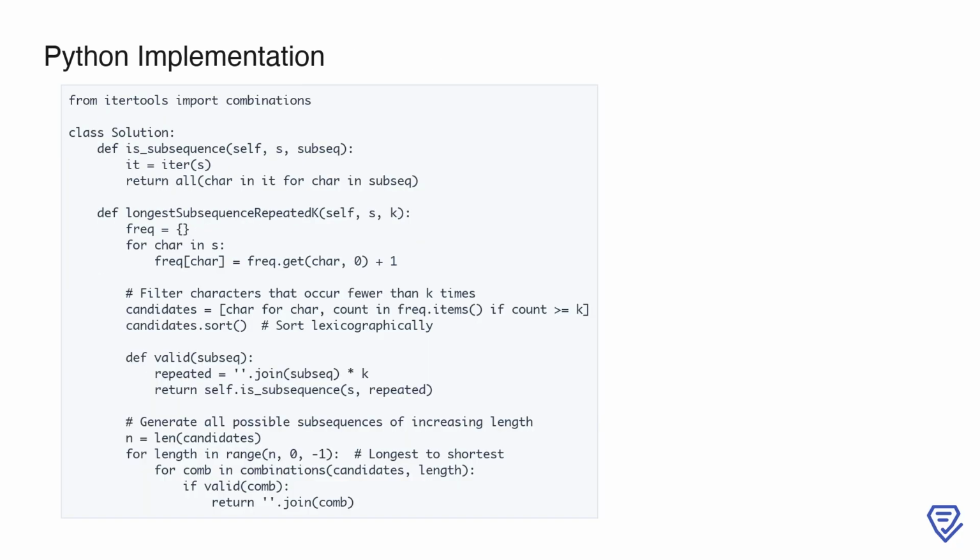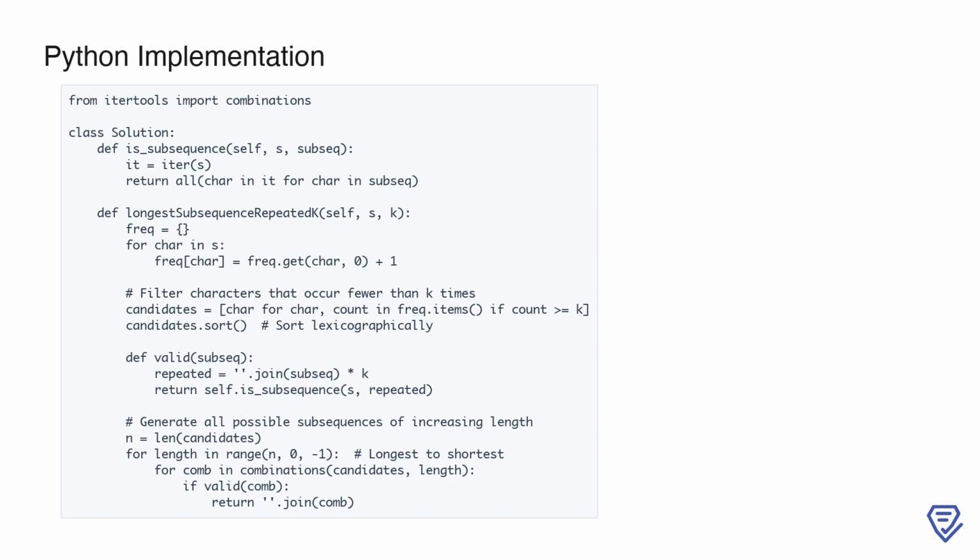Here, we're implementing the solution to find the longest subsequence that is repeated k times within the string. First, we import the combinations function from the itertools module, which will help us generate all possible subsequences later. Next, we define the Solution class and a helper method called is_subsequence. This method checks whether a given subsequence is a valid subsequence of the string s. It uses an iterator to ensure each character of the subsequence appears in order in the string.